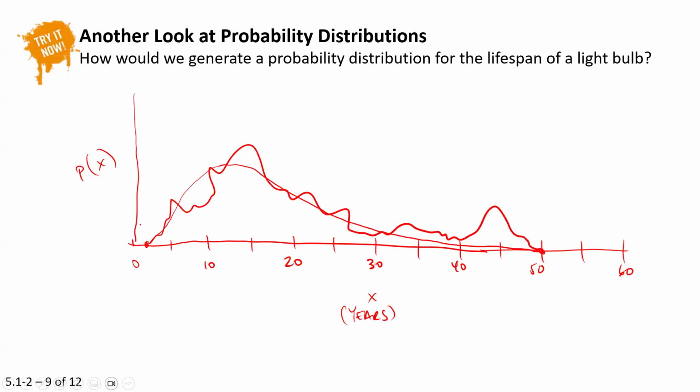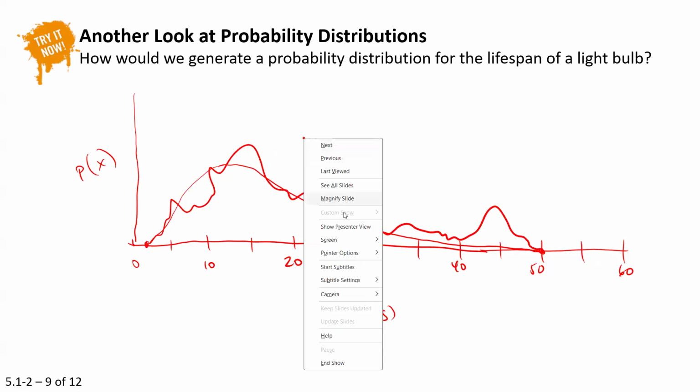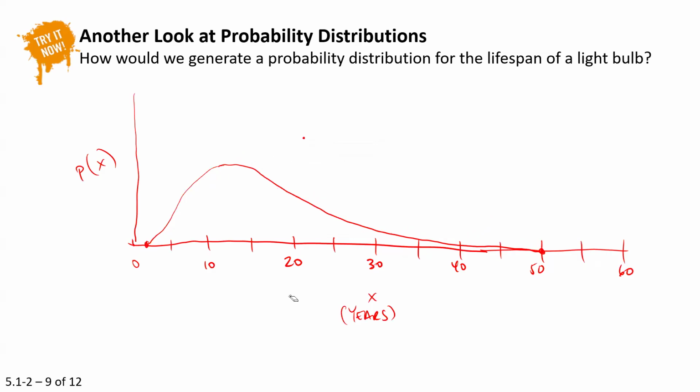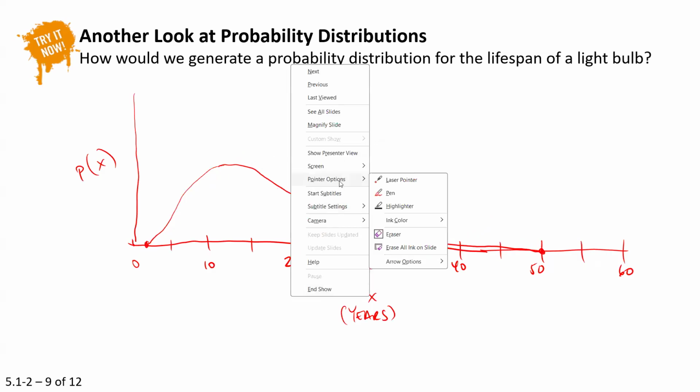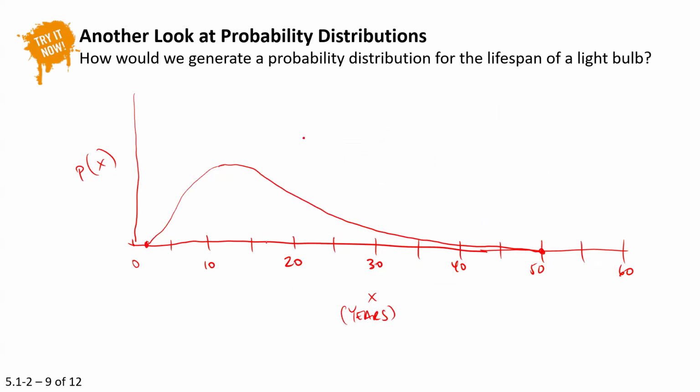So if I go back here to this, maybe I can get rid of the uglier one here. How would I find the probability that it lasts in between 15 and 20 years? I slice it here and I slice it here and I find the area in between these two values. And if I can find this area, then I know the probability that it's going to last between 15 and 20 years.